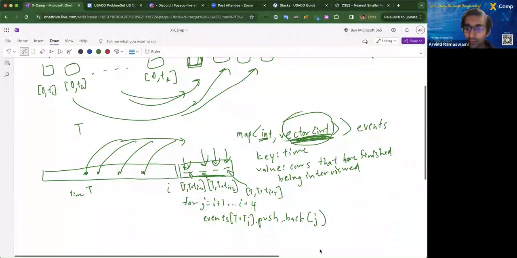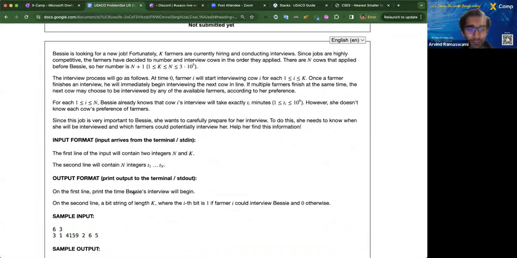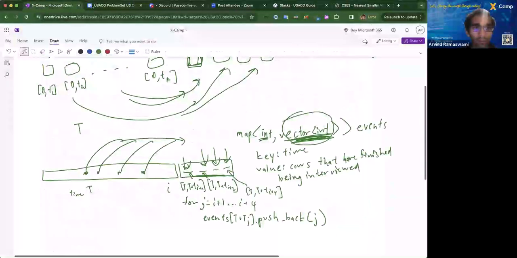You can use this to find when cow n plus 1 will be interviewed, right? Because we're looking for 2 things. The first thing is when Bessie's interview will begin, and the second thing, which we'll discuss in a bit, is which farmers could have interviewed Bessie, right? So we solved the first part.